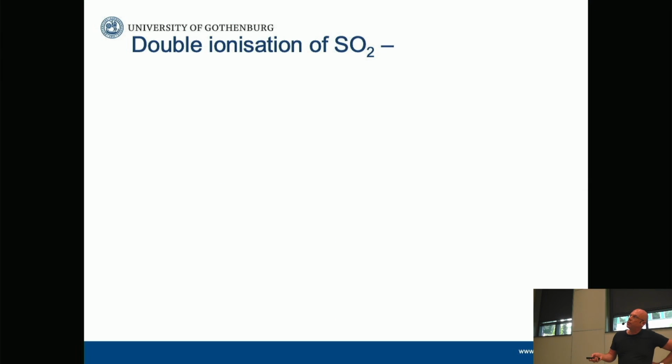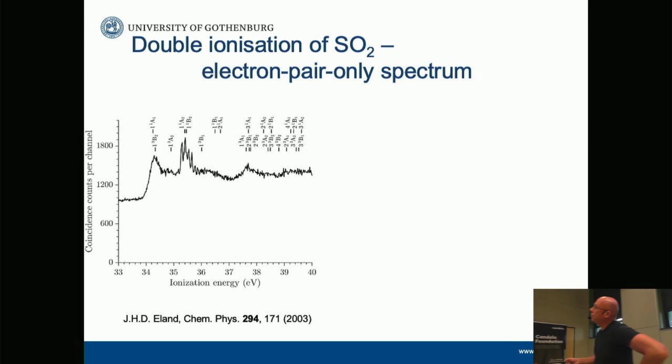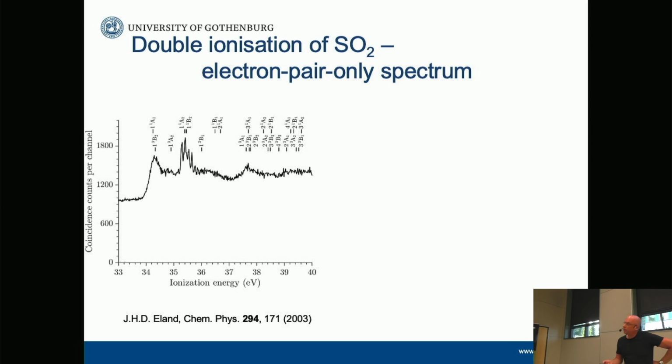I will skip this now and go on to the SO2 result, which is basically what I want to focus on. So, the double ionization of sulfur dioxide. I want to start off with what we call the electron pair-only spectrum, or the electron-only spectrum. This is what is shown here. And then, of course, to make sense out of the features, we need theoretical support. I will come to the theoretician who helped us in assigning the spectra in a minute.